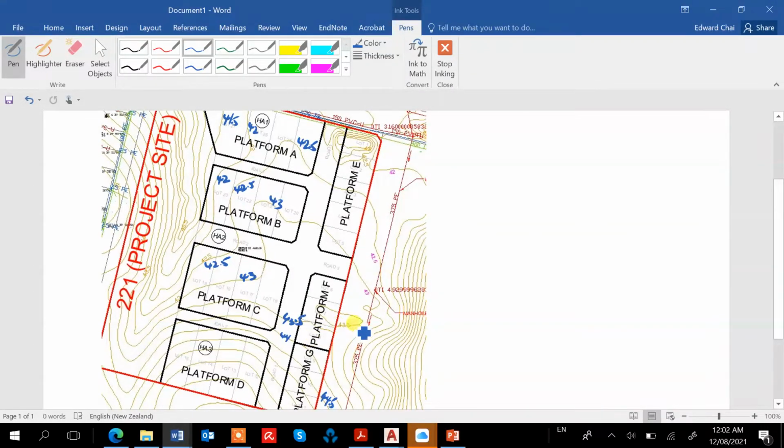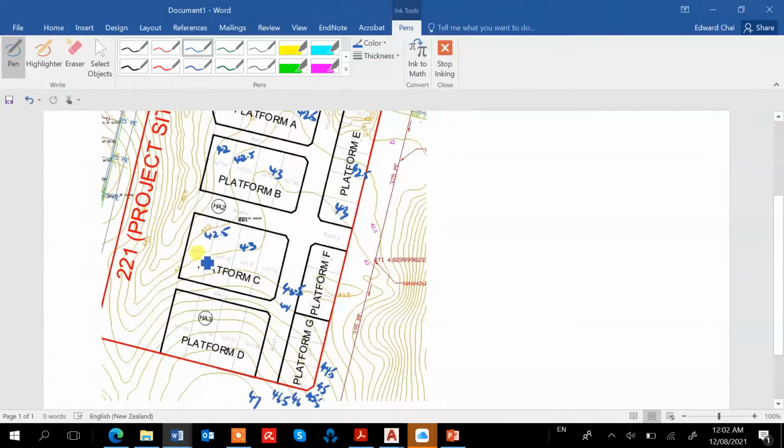So this platform E here as well, the 42.5, this 43, and this is a small hill here. Okay, so we can do the same thing for this platform F and G. Looking at the platform level, like 47, 46. So this one at the middle here, probably about 45.5. Yeah, so this one is 47, 45.5.